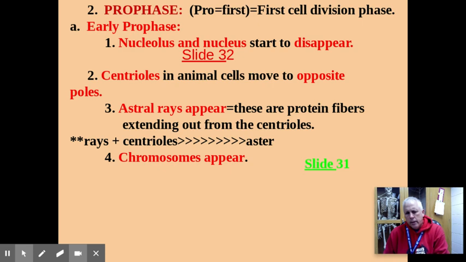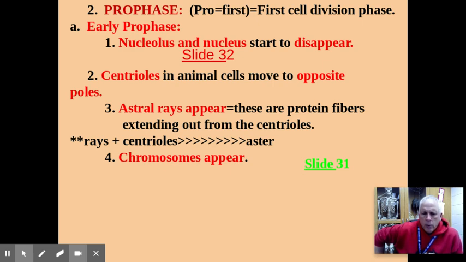You noticed from the lab that we did, looking at pictures, color sheets, pictures on the internet, and the WebQuest, that there are certain things you've got to look for to know you're in prophase. So how do I know I'm in prophase? What you're going to see is the nucleus and nucleolus start to disappear in early prophase. They may still be present, but they're fading.